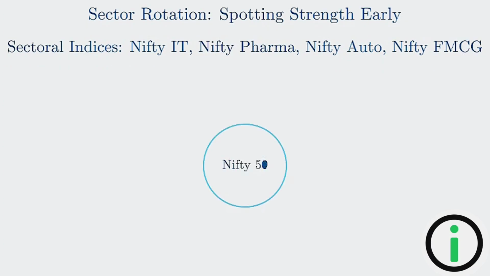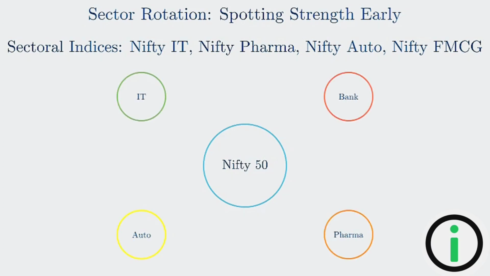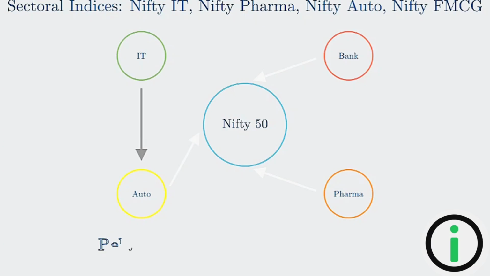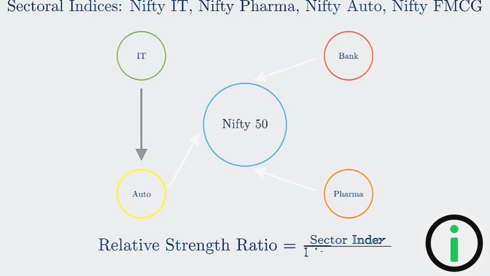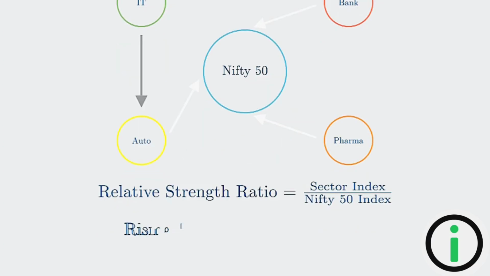By comparing sectoral indices to the Nifty 50, we can identify relative strength. If the Nifty is sideways but the auto sector is breaking out to all-time highs, the auto sector is showing relative strength. This is where you should be looking for individual stock picks. The relative strength ratio is calculated as the sector index divided by the Nifty 50 index. When this ratio is rising, the sector is outperforming the market.